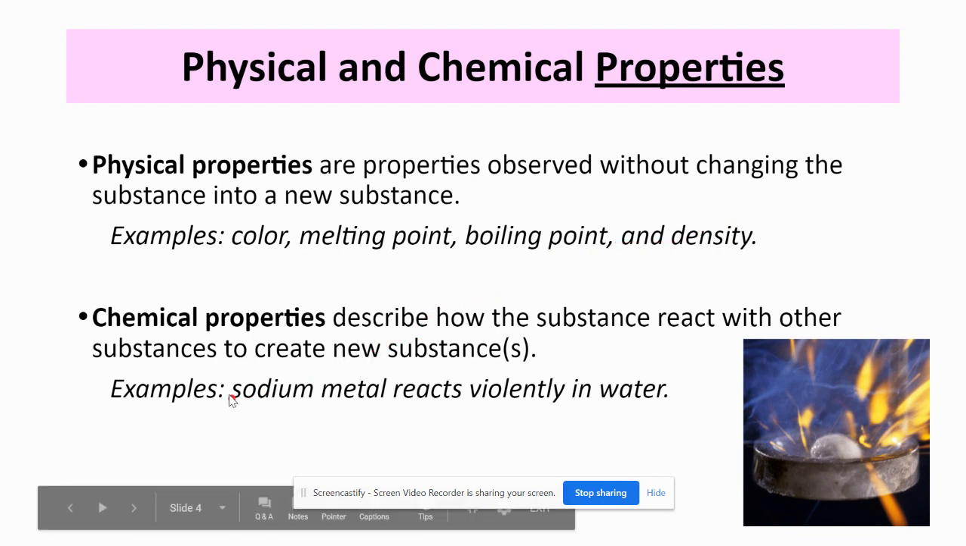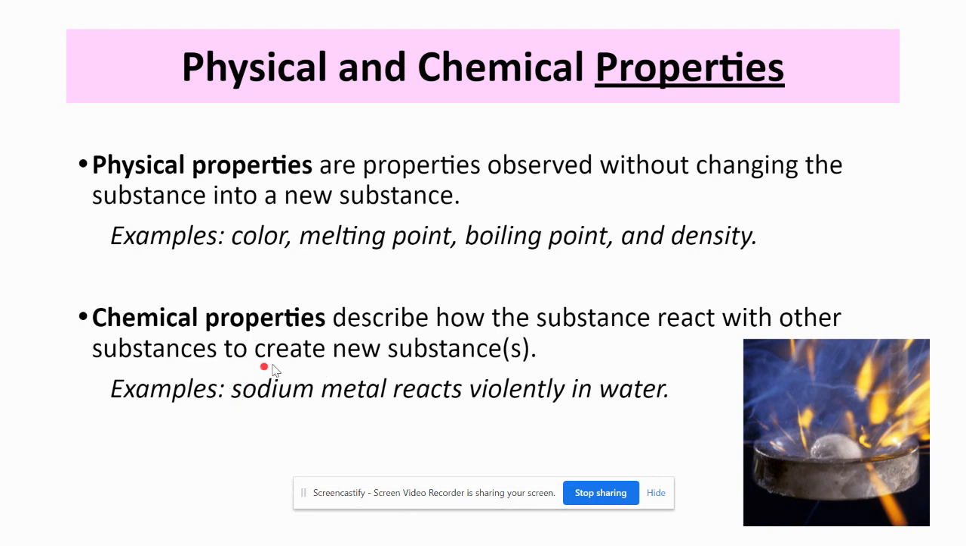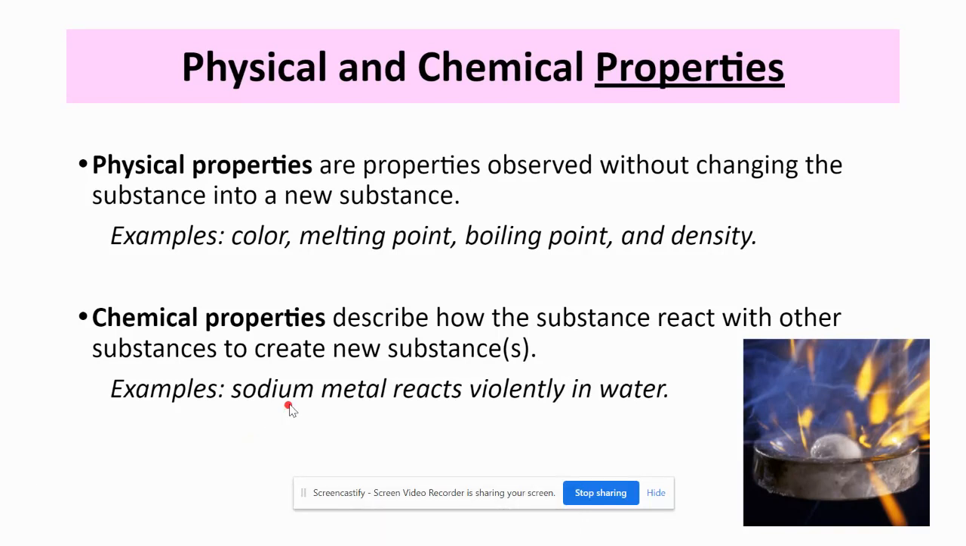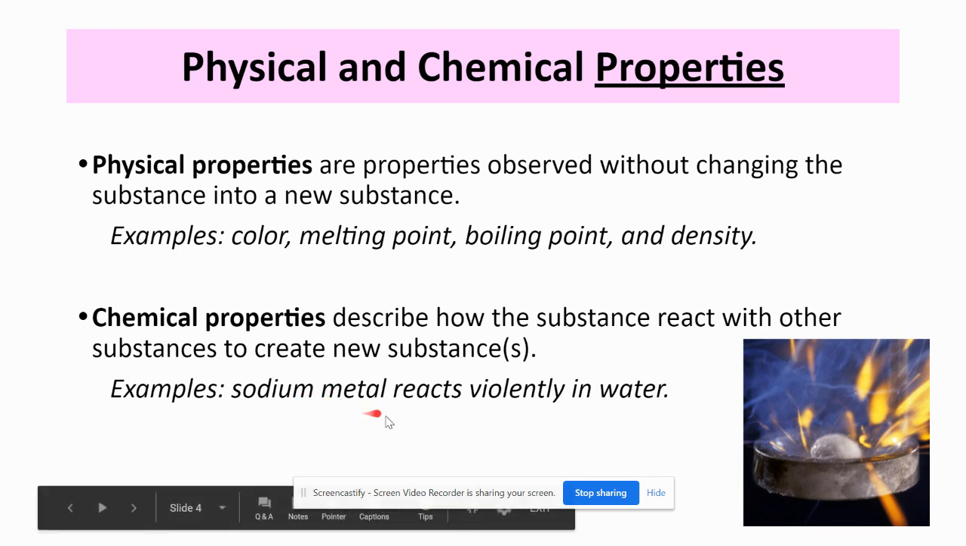Okay. Another type of property matter will have is called chemical properties. A chemical property describes how that matter or substance can react with another substance. For example, the element sodium can react violently with water. Because it can react with water and turn into something else, this is considered a chemical property of sodium.